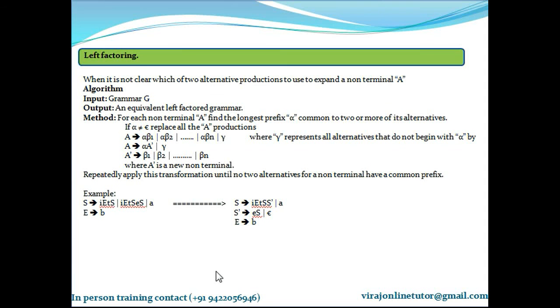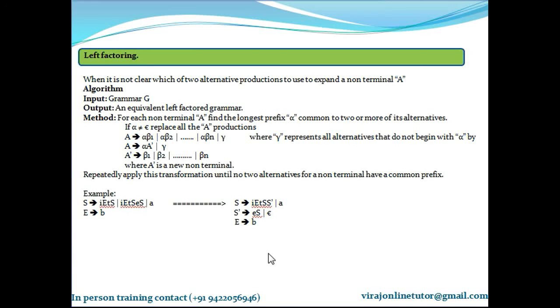Because I have introduced S dash here, see, very simple it is. S gives iEtS S dash. Whatever is common, you just write once. And for whatever is uncommon, you introduce a new non-terminal called S dash. So what can be the value of this S dash? S dash has to be epsilon if this production needs to be satisfied. Epsilon is empty, right? So S dash has to be epsilon if this production has to be satisfied. And S dash has to be eS if this production has to be satisfied. That's why S dash can be eS or epsilon.